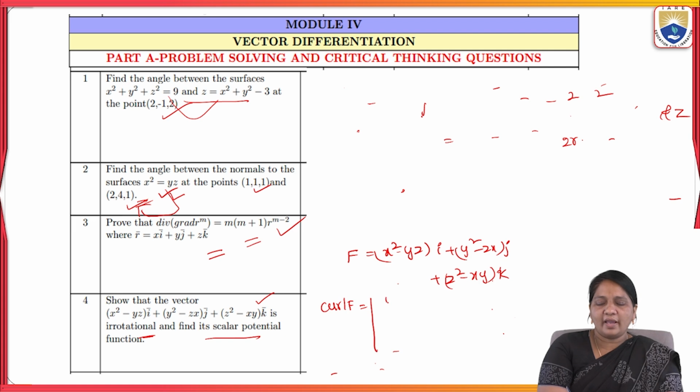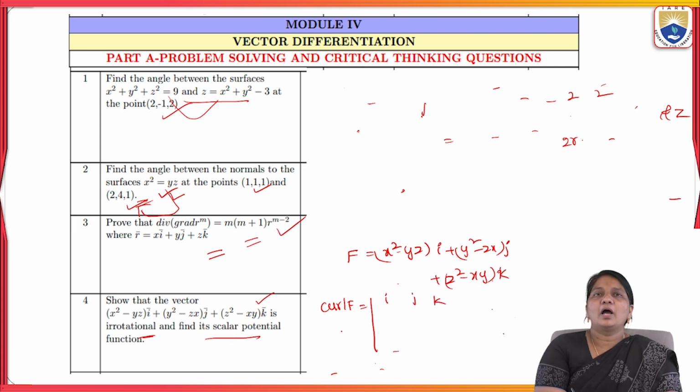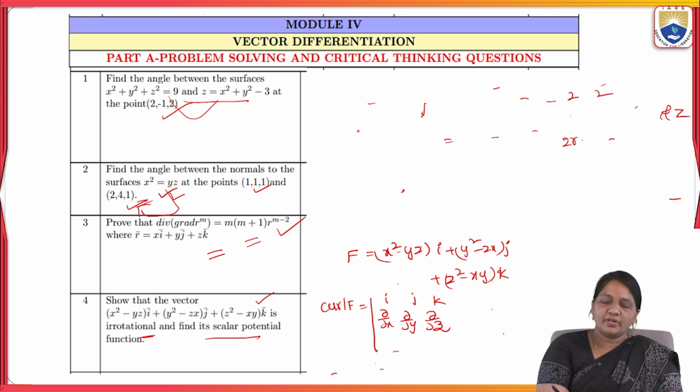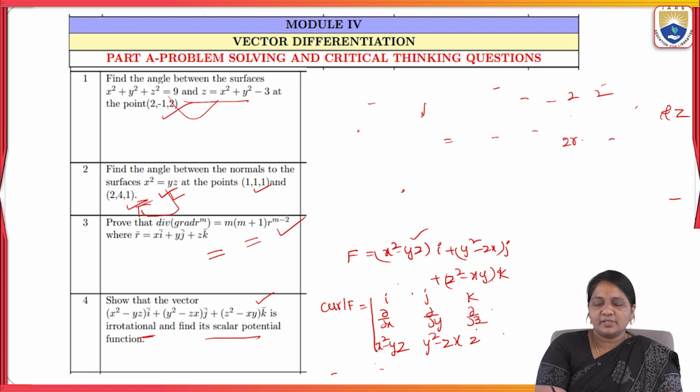equal to determinant of i, j, k, dou by dou x, dou by dou y and dou by dou z. And what is the i coefficient? x square minus yz. And what is the j coefficient? y square minus zx. What is the k coefficient? z square minus xy. So here this is equal to 0.